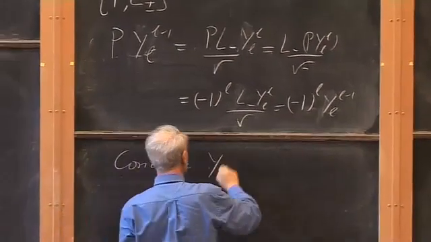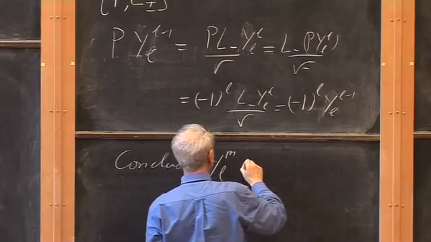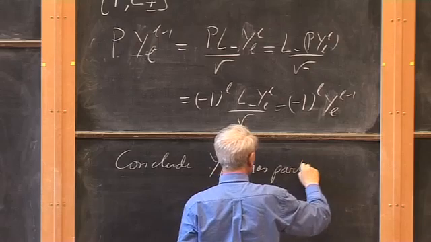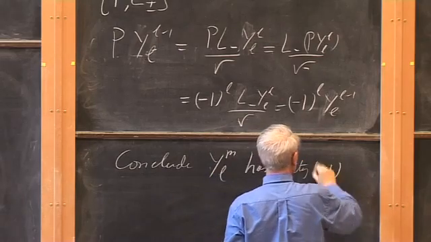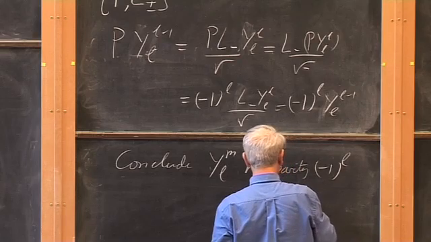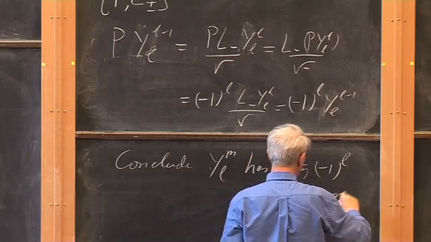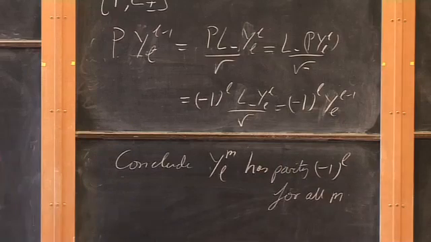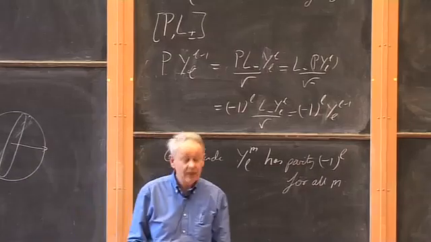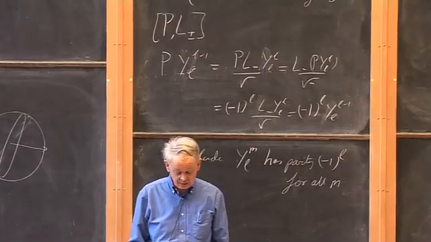So we conclude that Y_LM has parity minus 1 to the L for all M. This is a very important fact because it enables you to set to 0 all sorts of integrals which would otherwise be very tiresome to work out.